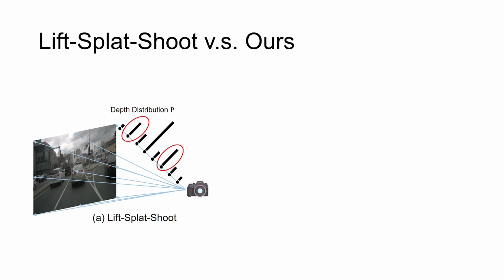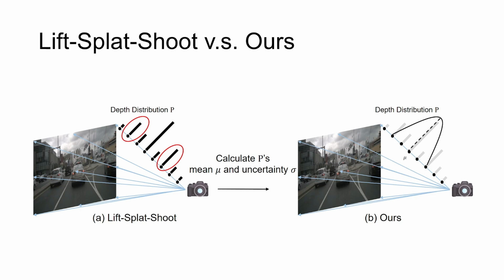Instead of relying on discrete softmax weights, we compute the mean and variance of the predicted depth distribution, and model it as a continuous Gaussian. This enables us to project features within an adaptive range, where we introduce an error tolerance coefficient k that controls the spatial spread.